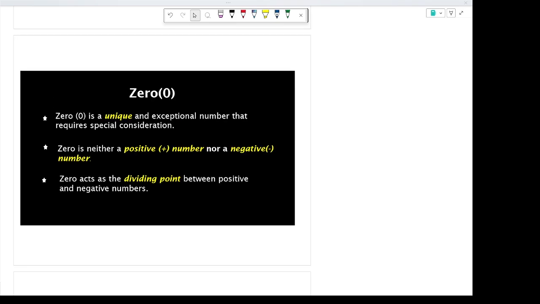Zero is a unique number, a class of its own that requires special considerations. So we have to be very careful when we are using the number 0.